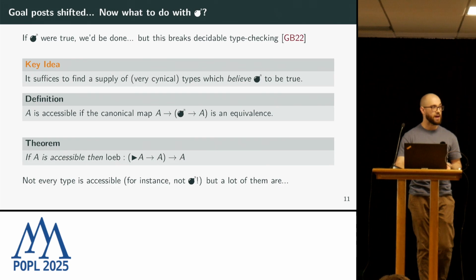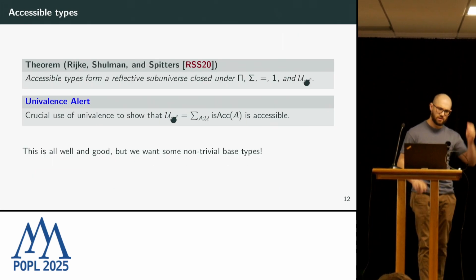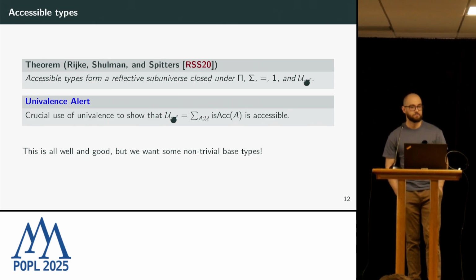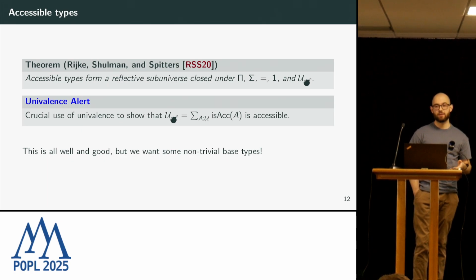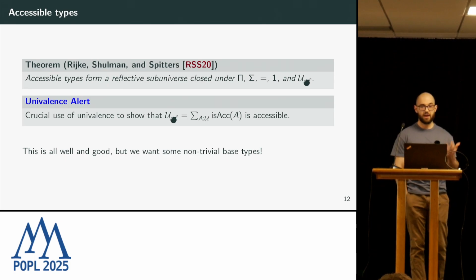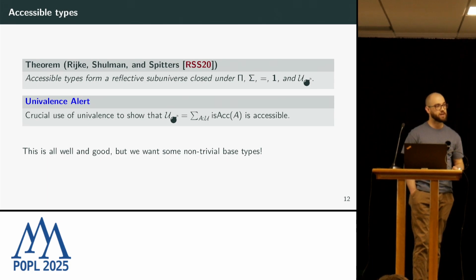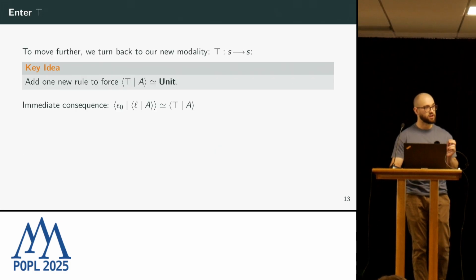This is the happy coincidence of this talk. We can take a result off the shelf from the literature on homotopy type theory and conclude that accessible types are closed under pi, sigma, equality, the unit, and in particular, the universe. A crucial consequence of univalence is that the universe of accessible types, the subtype of the universe spanned by accessible types, is itself accessible. This is great, but we still have no non-trivial base types. Getting non-trivial base types is where we require this fancy new rule.